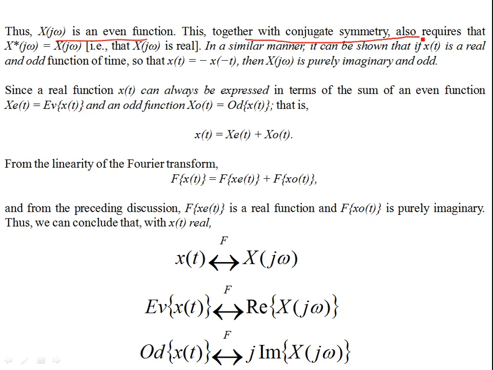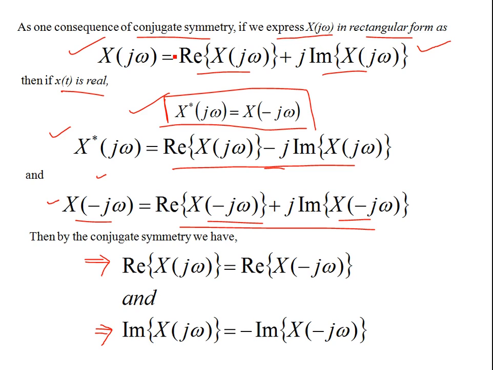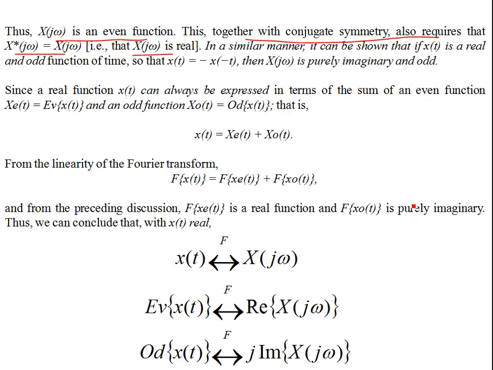This, together with the conjugate symmetry, also requires that X*(jω) is X(jω). That is, X(jω) is real. So together with the symmetry property, if X(-jω) is equal to X(jω), then you see this quantity and this quantity have to be equal, right? And this implies X(jω) is real. That is, the imaginary part of this quantity is 0. So for real and even signals, the imaginary part of the Fourier transform is 0.